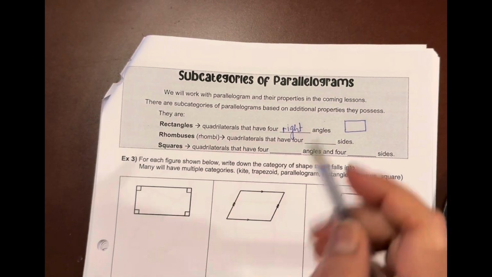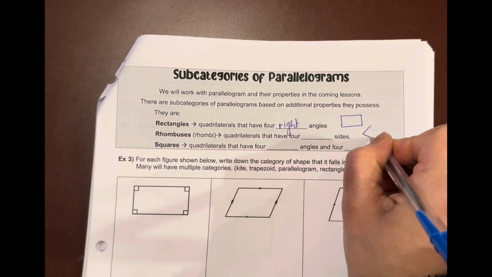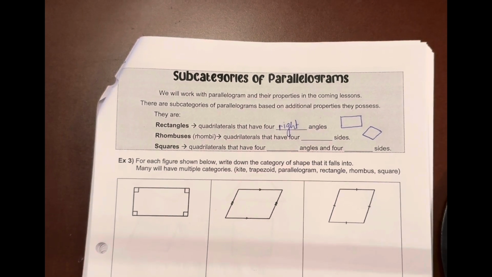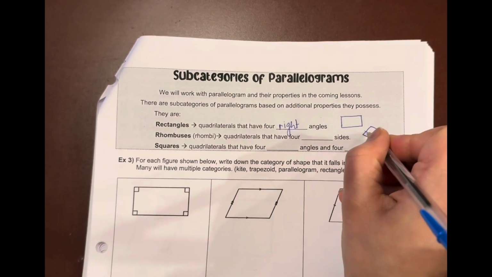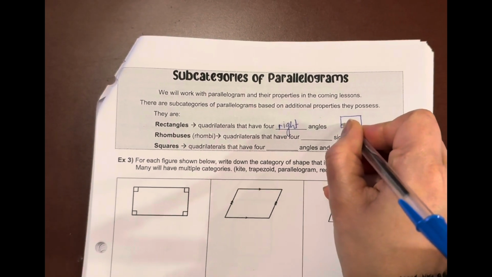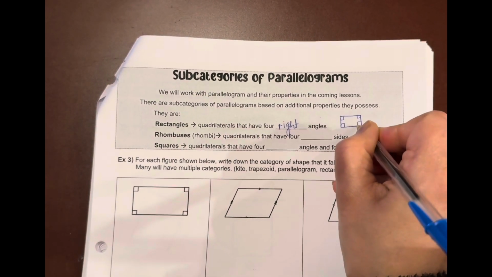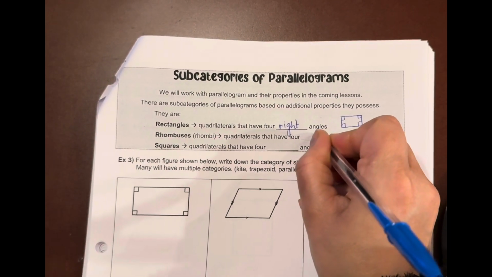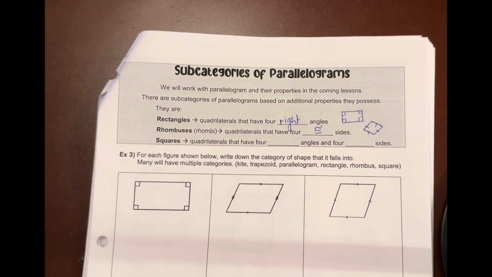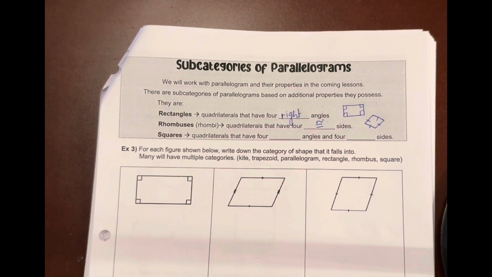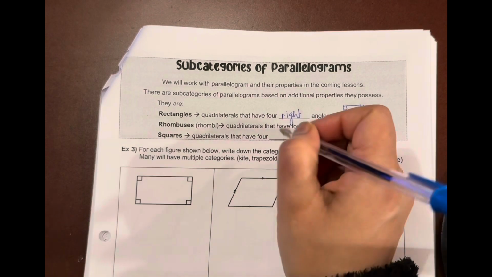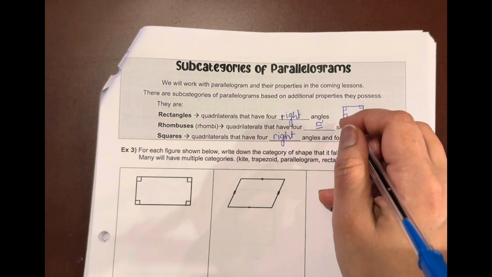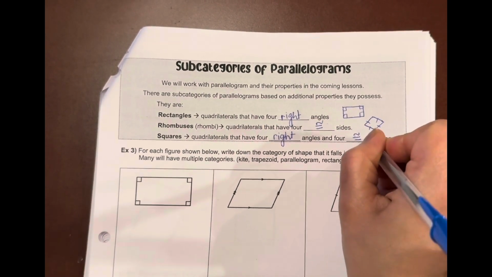Rhombuses, or we call them rhombi. Quadrilaterals that have four. Let me draw you a rhombus. It looks like a square, but it's more like a diamond-shaped thing. It always has four congruent sides. You should be drawing these pictures so it gives you the idea. Four congruent. We're going to use the symbol. If you're confused, you can use the word as well. Squares. Quadrilaterals that have four. So it has all the properties of the rectangle and four congruent sides like the rhombus.